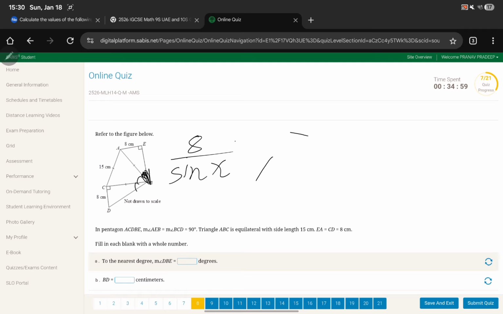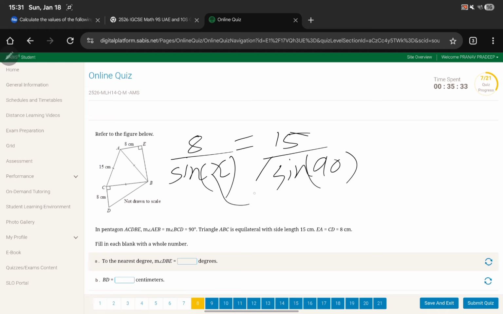Now for question 8, part A, you want to find this angle. That'll be 8 over sine x equals 15 over sine 90, okay? I'm pretty sure you know the rules. So if you do this, you're gonna get sine x. Don't forget your calculator has to be in degrees, so x equals 32.2 degrees. So it's just 32.